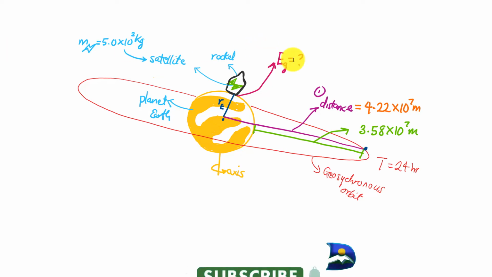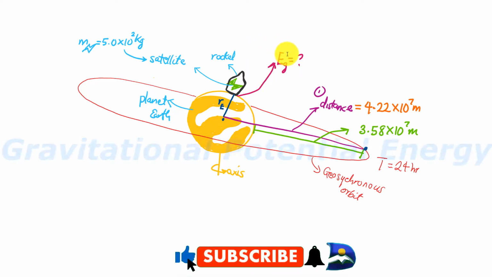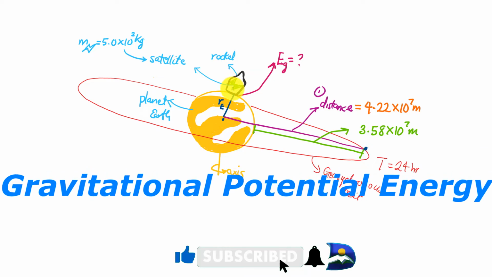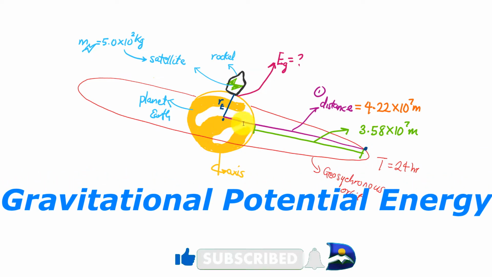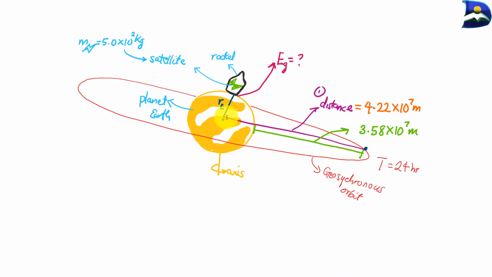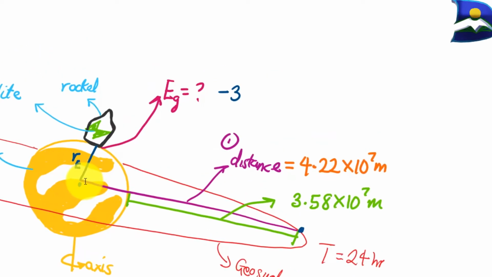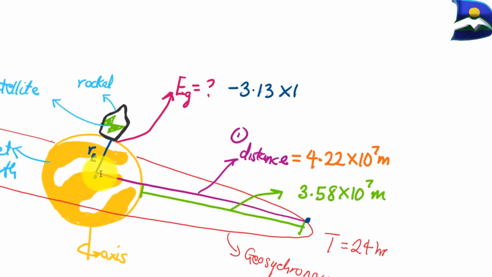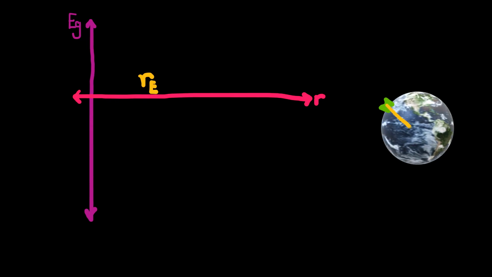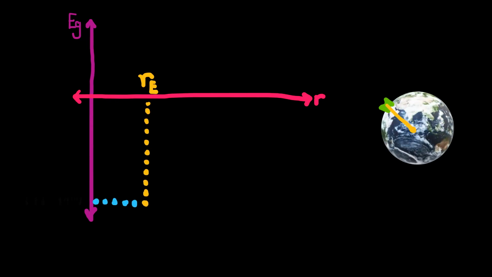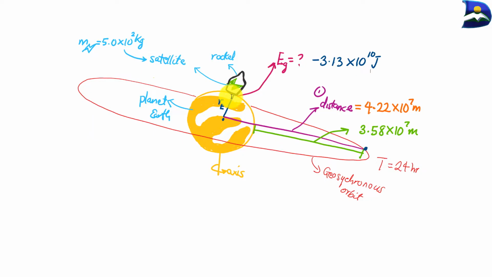In our previous video, we determined the gravitational potential energy of the satellite when it is at rest on Earth's surface, and we found this value to be equal to negative 3.13 times 10 to the power of 10 joules. This is what is required for our rockets to move our satellite from this location to this geosynchronous orbit. Remember, a geosynchronous orbit has the same period as that of Earth rotating around its axis.